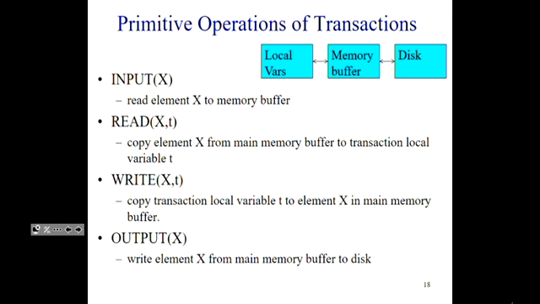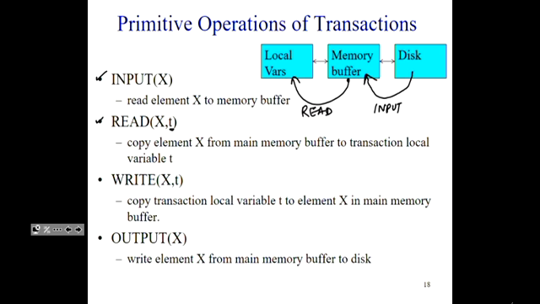So let's talk about operations that these transactions can perform. The first operation is an input operation. The input operation reads element X from disk into the main memory buffer. Okay, so this is input. Then the operation read X comma T copies something from the main memory buffer to a local variable T. Okay, so this is read.